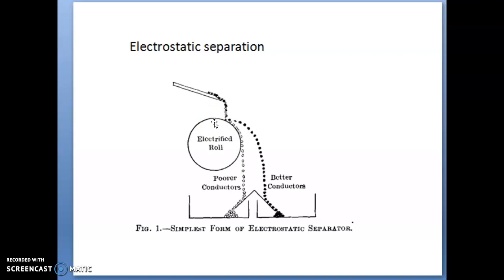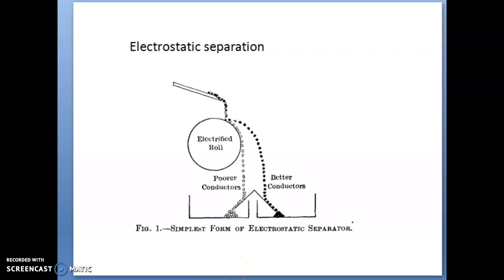What will happen? Due to the charge, the better conducting particles will drop away from the roller, far from this electric field roller, and the earthy material and other non-conducting material will be collected near the roller. This is the electrostatic separation.